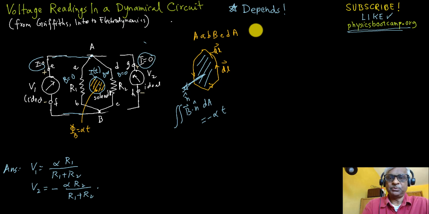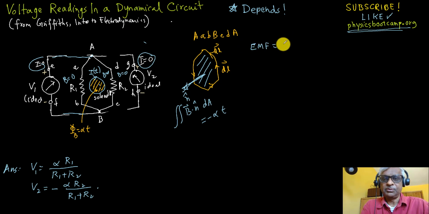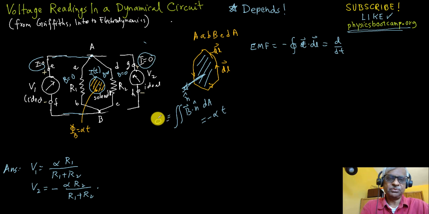So we have EMF equals minus the integral of E dot dl, which equals d/dt of phi B for this loop.